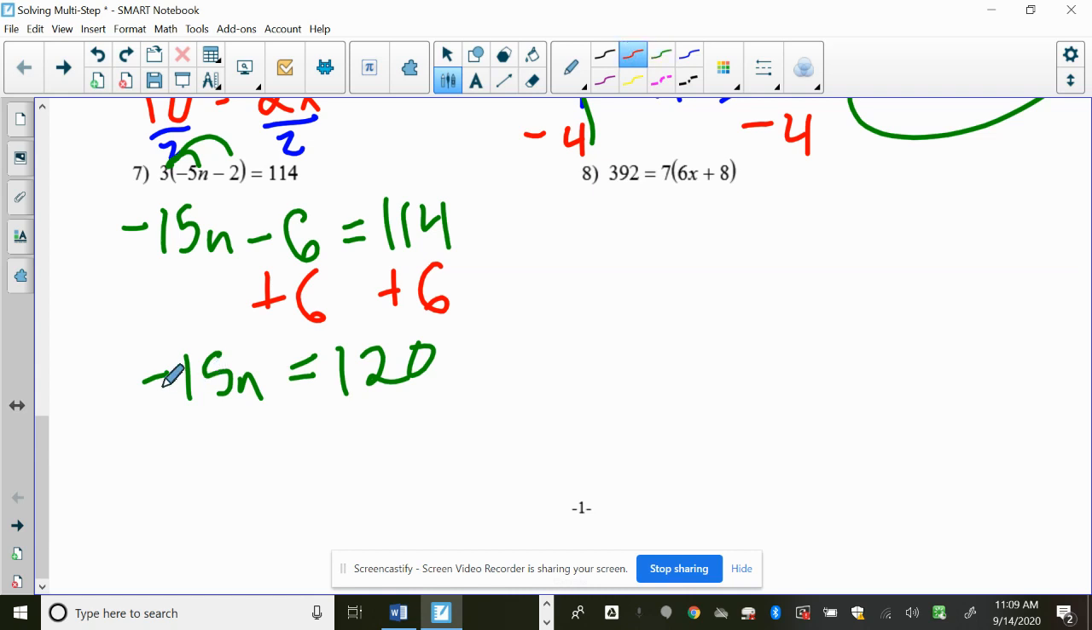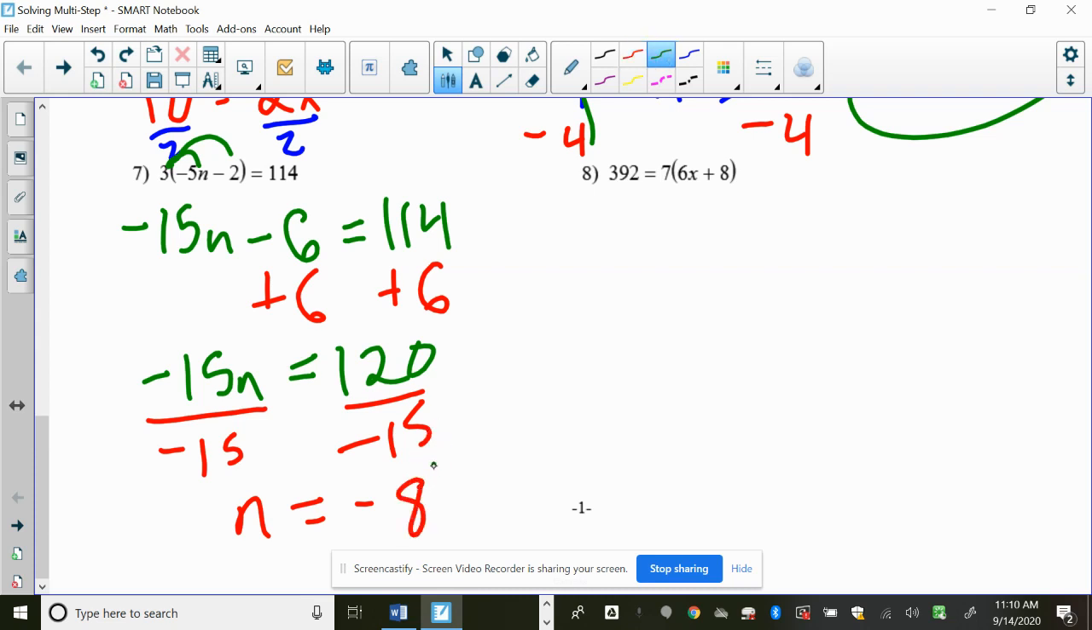We keep solving. So we're going to divide both sides by negative 15. Notice it's negative 15 we're dividing by, not just 15. Okay, so then n equals, you might need to pull out a calculator for this, 120 divided by negative 15. That's going to be negative 8. So that would be our answer. N equals negative 8.